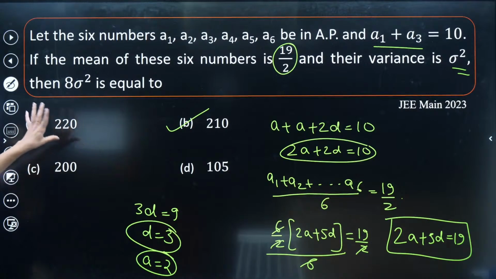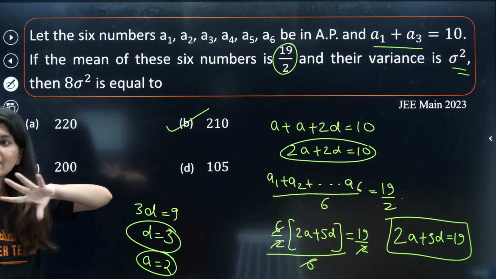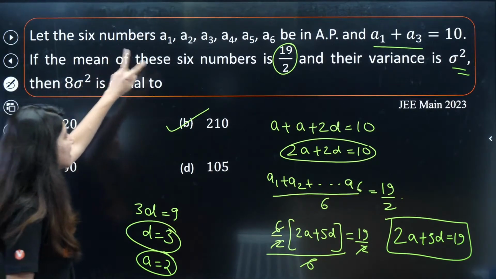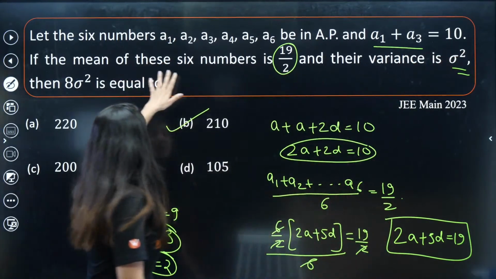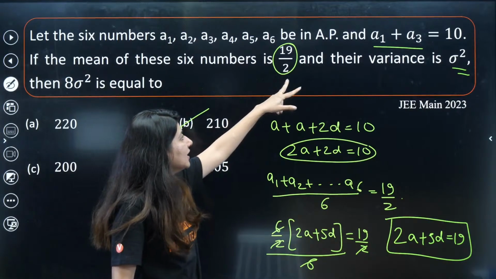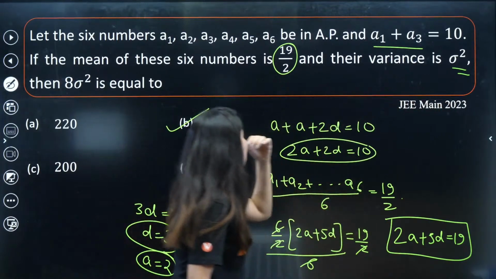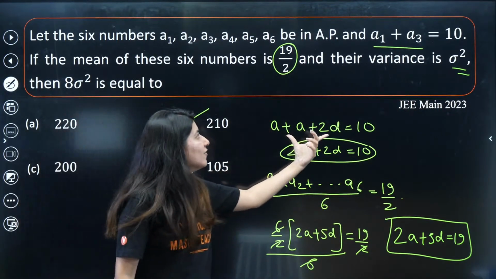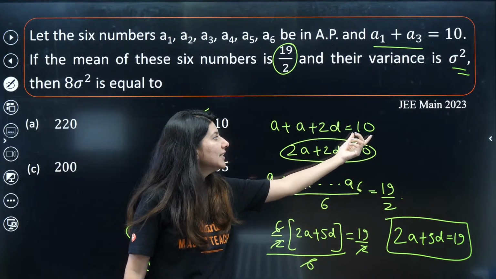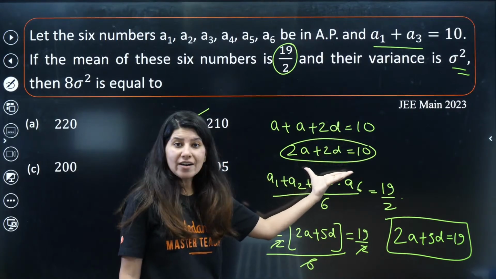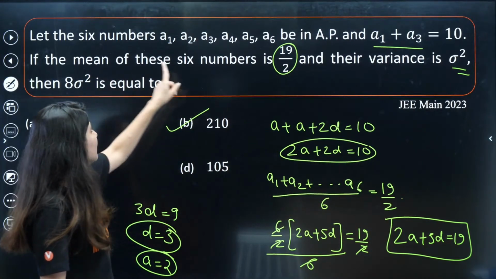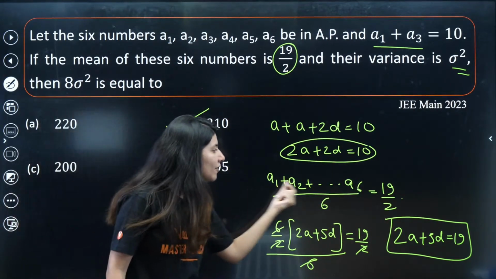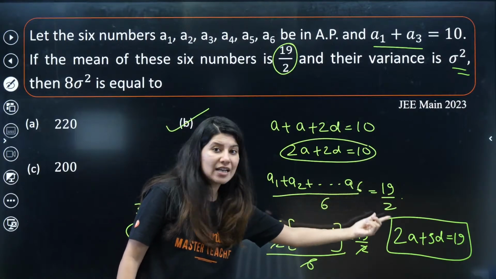Right? So one more time, I can see you are having some doubt. So what we did was, there are 6 numbers. Sum of first and third is 10. Right? And the mean of these 6 numbers is given by 19 by 2. Their variance is sigma square. Right? So can you see? First and third term is 10. Right? So I have actually applied the AP formula. And then mean of 6 numbers. So what is mean? Sum of all 6 values upon 6 is given as 19 by 2.